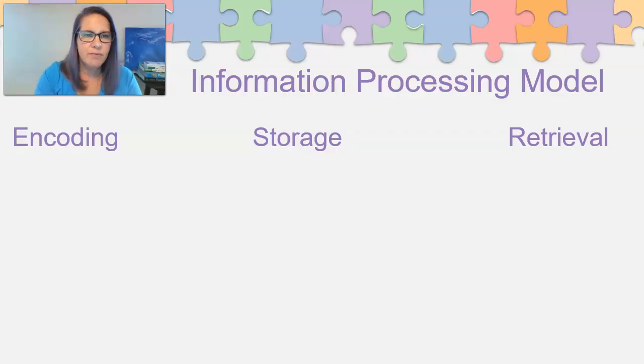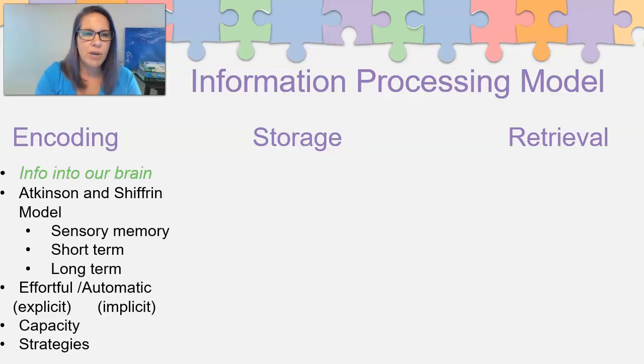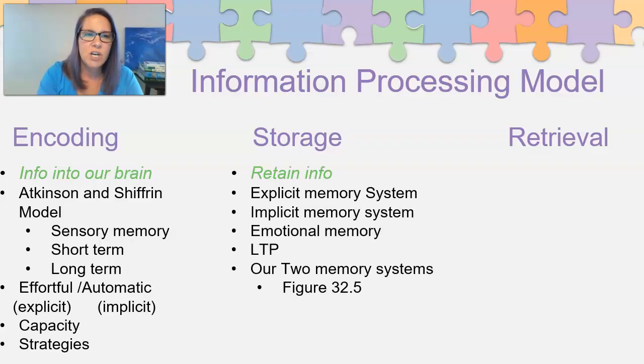So here is some information that we will be talking about in this video and in the next video. Encoding, again, how do we get the information into our brain? We are going to talk about the Atkinson and Shiffrin model of memory. We're going to talk about effortful versus automatic processing. We're going to talk about the capacity of our memory, and we'll talk about some strategies for encoding the information permanently into our brains.